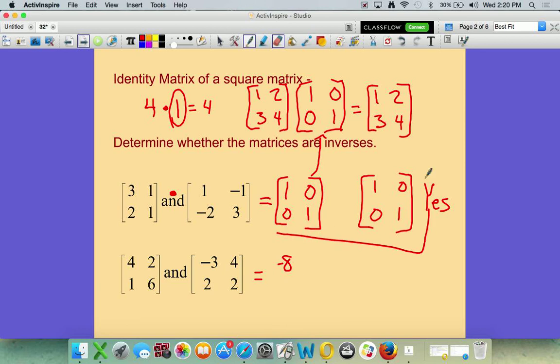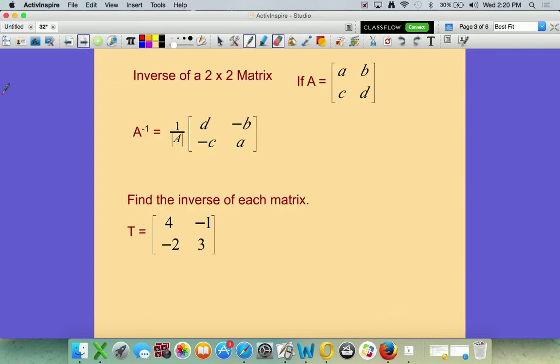Am I going to get one of these? The answer is no, we wouldn't. So these are not inverses of each other. And that's all you do. You just multiply them together, check and see if your answer would be 1, 0, 0, 1. You could get a 1, 0, 0, 1 doing it one way, and then something else the other way. If that's the case, then they are not inverses. So you gotta make sure to check that as you go through this.